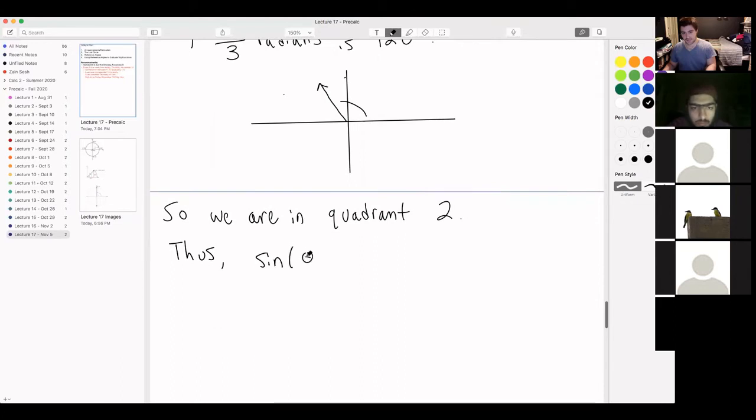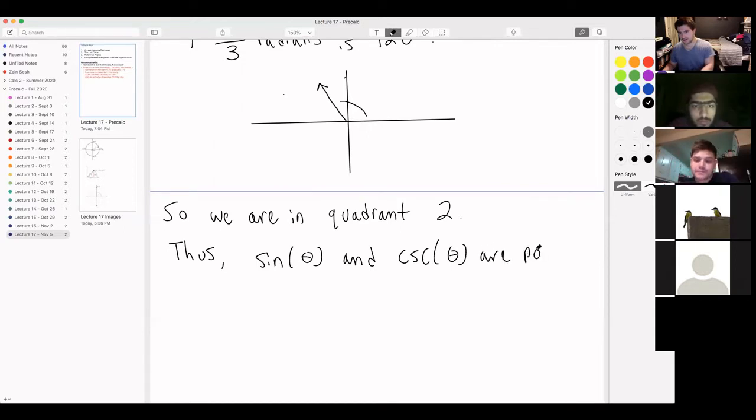sine of theta and cosecant theta are positive, and the rest are negative.